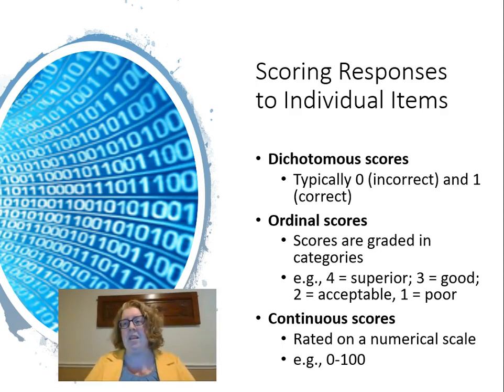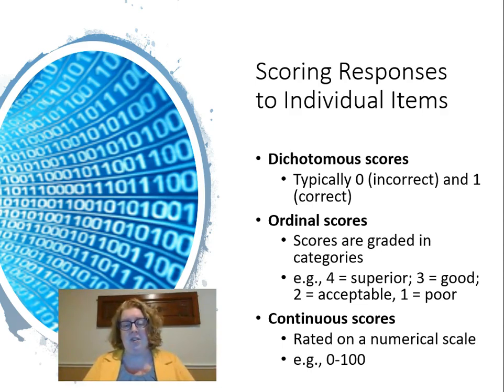Think about something like the Florida Writes exam or writing tests graded on a rubric. So we have a 4 that's superior, a 3 is good, a 2 is acceptable, and a 1 is poor. We think about these ordinal scores as equidistant apart. The 4 is equidistant from a 3, equidistant from a 2, equidistant from a 1. But the quality between those isn't necessarily equidistant, but we're making the assumption that they are.